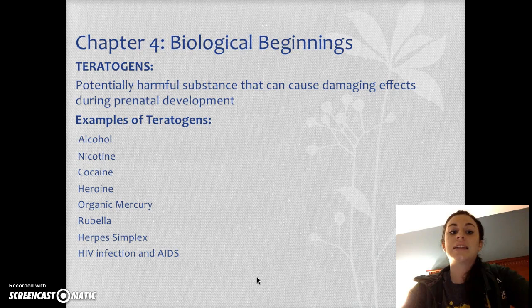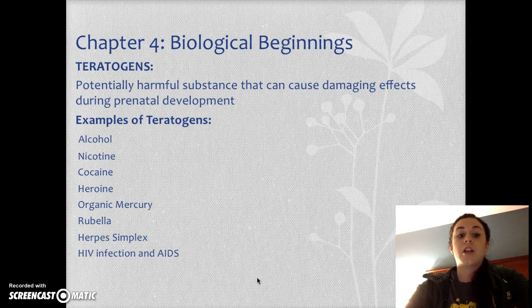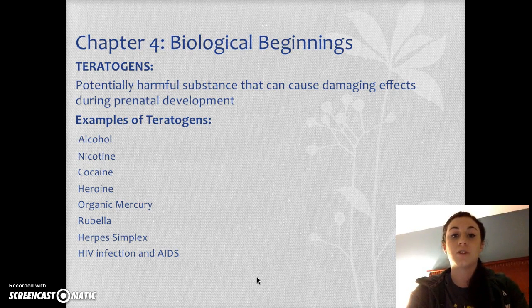Teratogens are potentially harmful substances that can cause damaging effects during prenatal development. Some examples are alcohol, nicotine, cocaine, heroin, organic mercury, rubella, herpes simplex, HIV infections, and AIDS. All of these are very harmful to the fetus when it is first developing and throughout the 9 months of pregnancy, because they can cause serious birth defects.